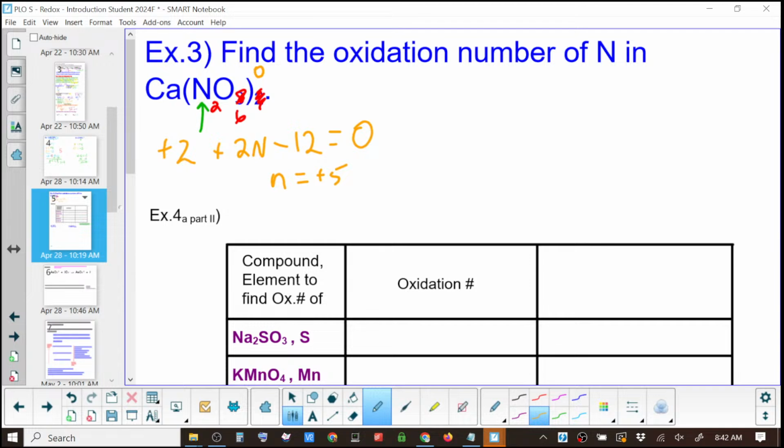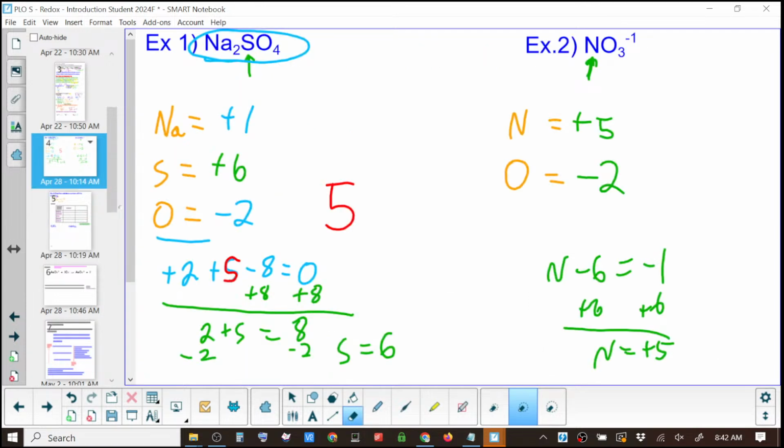What is this compound, NO3? What's its name? Nitrate. Does it look familiar? We just did it. Just because we moved it to a new compound with calcium, the oxidation number is not going to change, it's still going to be plus 5. So the quick way would be to recognize, oh, it's the same thing.